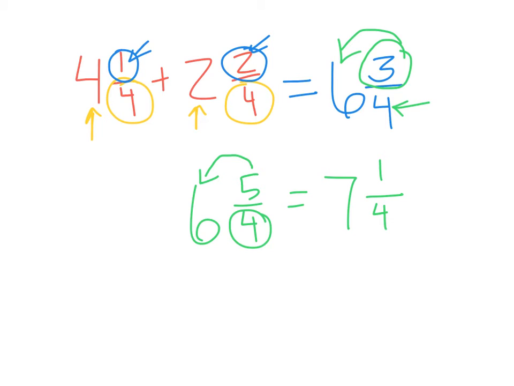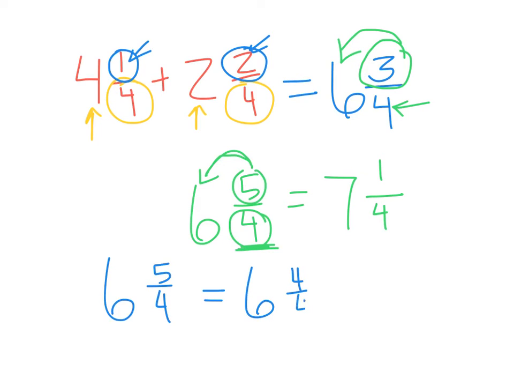So maybe I should say it in a different way. Maybe I should say I'm taking 4 parts out of this 5, because that's what the denominator is, and adding 1 to the big number. Let me write it this way. If I have 6 5/4, that's the same thing as 6 and you could say 4/4 plus 1/4, right? Does that make sense? Because 4 and 1 is 5.